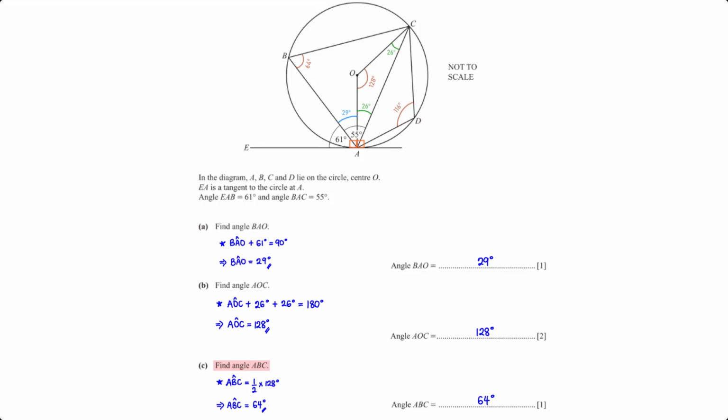Find angle ABC. The angle chord AC subtends at the center of the circle must be twice the angle it subtends at the circumference. This means angle ABC is half of 128 degrees, which is equal to 64 degrees.